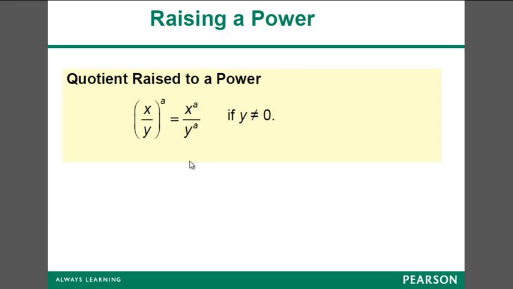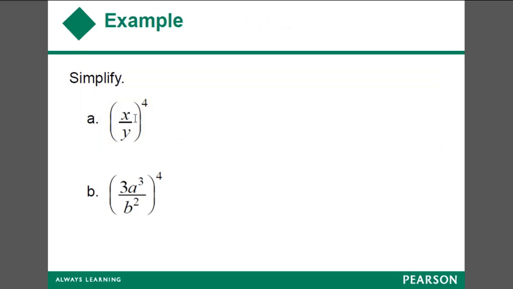The same thing happens if it's division and everything is raised to a power. The numerator gets raised to that power and the denominator gets raised to that power. And then we can distribute the power as needed. For example, if I have x divided by y raised to the 4th power, I can distribute my 4 to the x and to the y, and I get x to the 4th, y to the 4th.